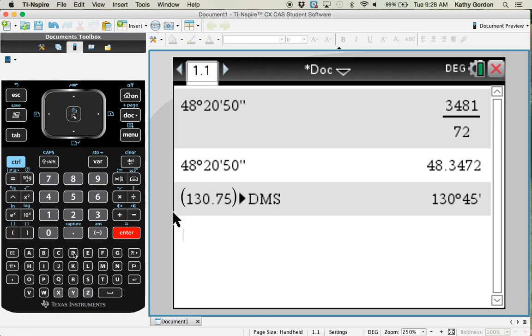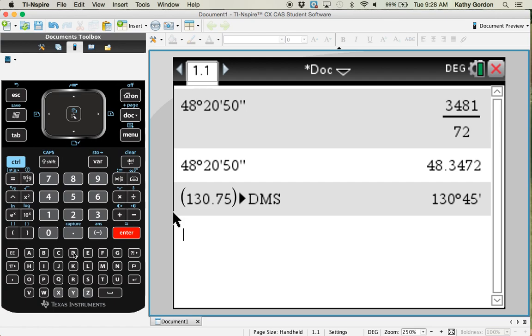Wouldn't the change always be less than a degree? For DMS to degrees or degrees to DMS, the change will always be less than a degree. So you should never go more than 60 minutes. You should never go more than 60 seconds because it would take you up to the next level in the DMS. So if you are starting out with something that's 130 point something, you're going to have 130 degrees. It's just a matter of what the 0.75 converts into in terms of minutes and seconds, and vice versa. So the degree part should not change on you.